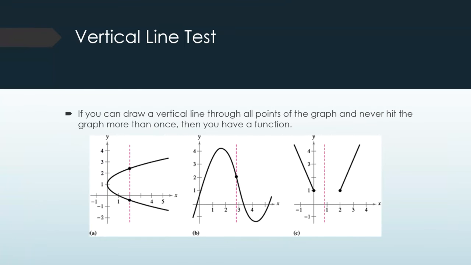On the left, I can draw a line right here, and it looks like I'm hitting the graph once. But if I draw a line where I have the red dashed line, I'm hitting the graph twice. Because that vertical line goes through the graph twice, it is not a function.